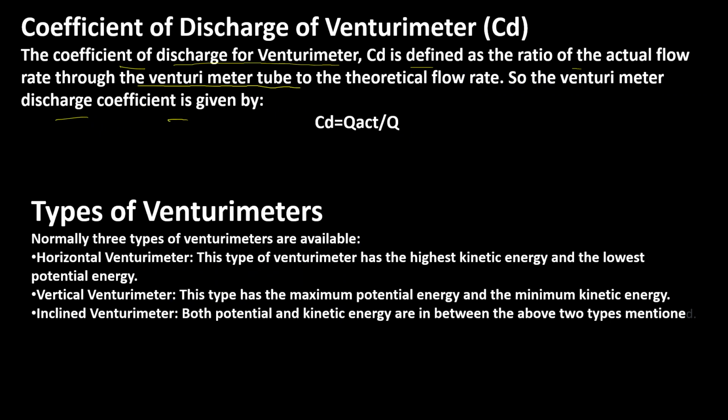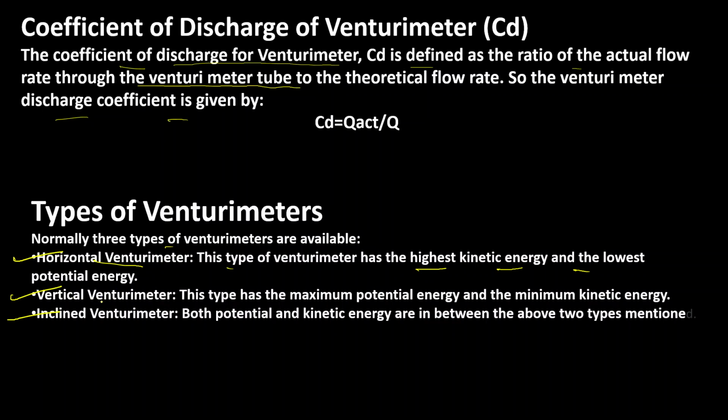After that I will discuss the types of venturimeter. Normally 3 types of venturimeters are available: horizontal venturimeter, vertical venturimeter, and inclined venturimeter. First I will tell the horizontal venturimeter. This type of venturimeter has the highest kinetic energy and the lowest potential energy.